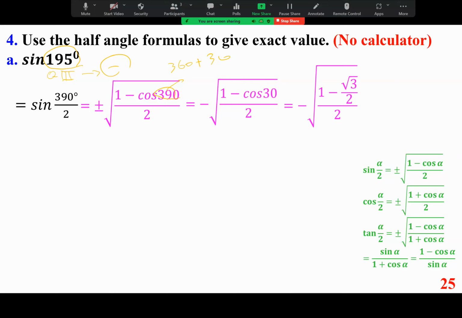And now, if I multiply this one by 2 and this one by 2, what happens? This one becomes 4, comes out as 2. And this one, 2 times 1 is 2, this goes away. So square root of 2 minus square root of 3 over 2. This is the precise answer. Okay. I want cosine of 15 degrees.